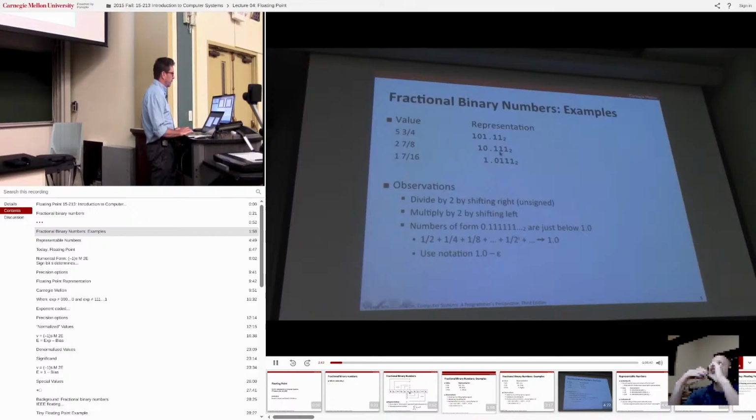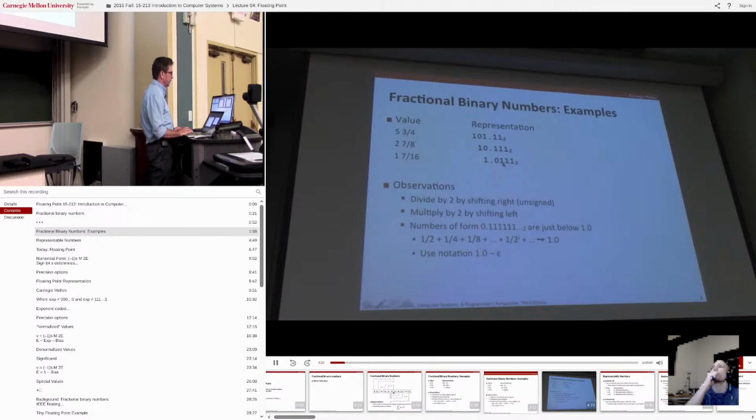2 7/8 is 10.111. So that 10 is 2, of course. And then 0.111 is 1/2 plus 1/4 plus 1/8, so 4/8 plus 2/8 plus 1/8, which is 7/8. And 1 7/16 would be 1.0111. So the 1 to the left of the binary point is 1. And then we have 1/4 plus 1/8 plus 1/16. So 1/4 is 4/16, 1/8 is 2/16, and 1/16. You add those up, you get 7/16.